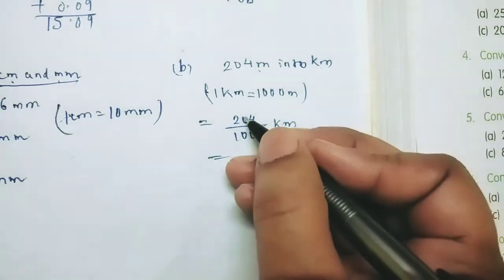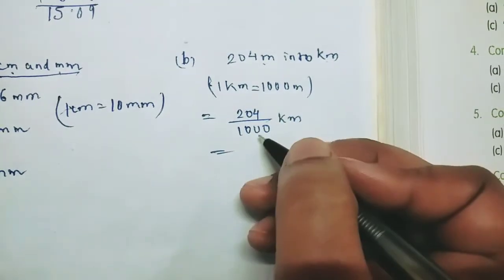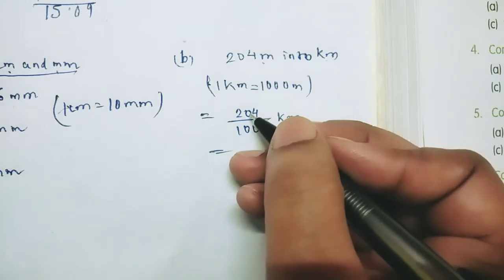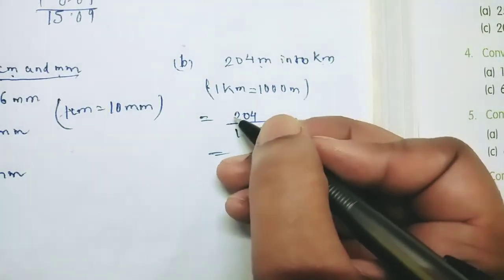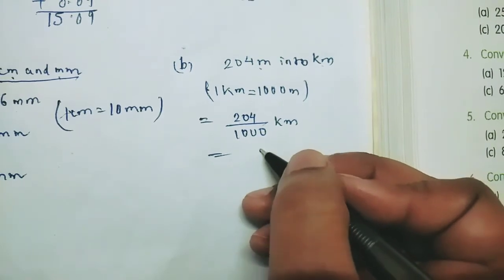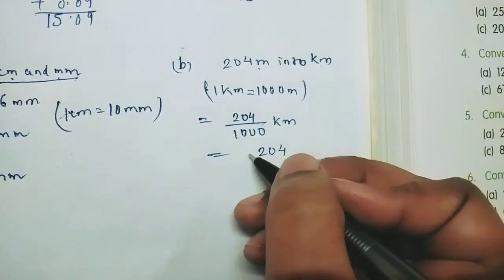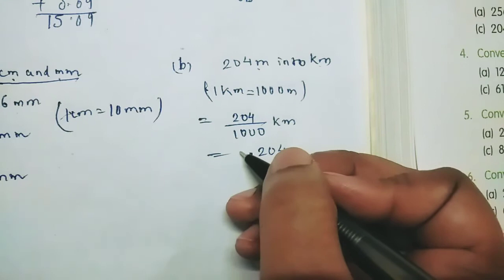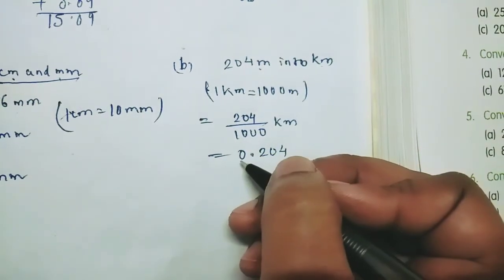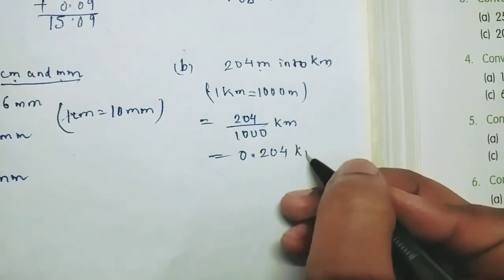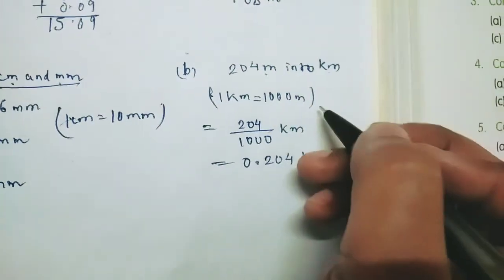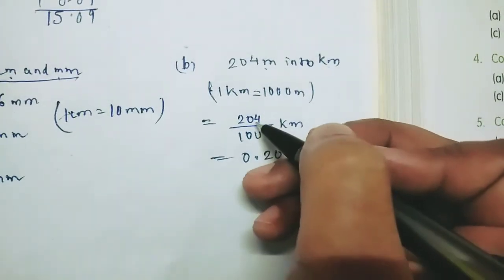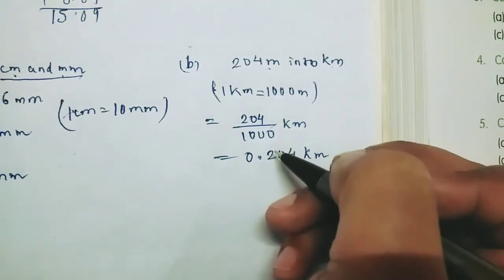So how to convert this into decimal? 204 by 1000, that means 3 zeros are there, that means the point will come before 3 digits. So 204 and the point will come here before 3 digits, and give an extra 0 here. So it is in kilometer now. Okay, remember, no need to divide like this. Okay, do not do normal division like this, only convert the fraction into decimal like this.